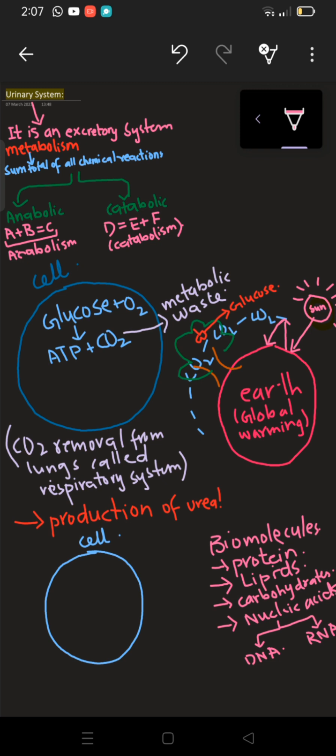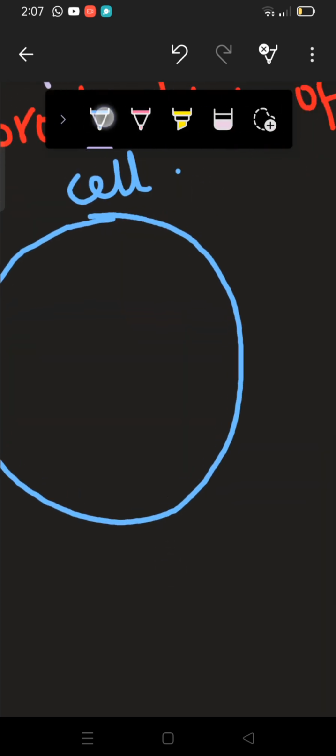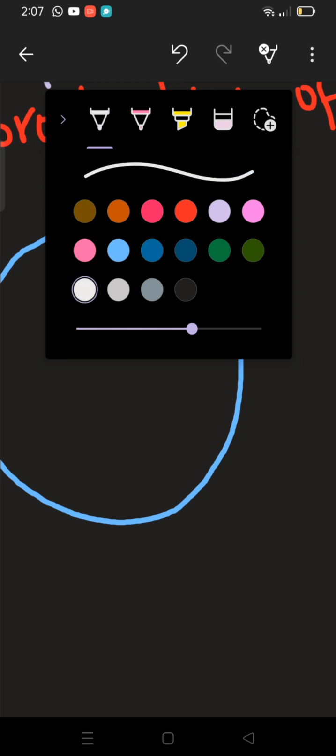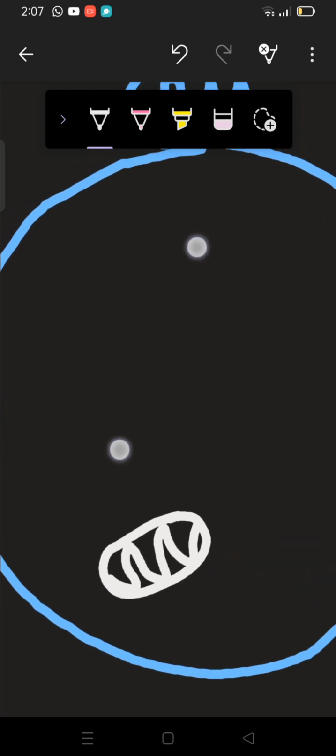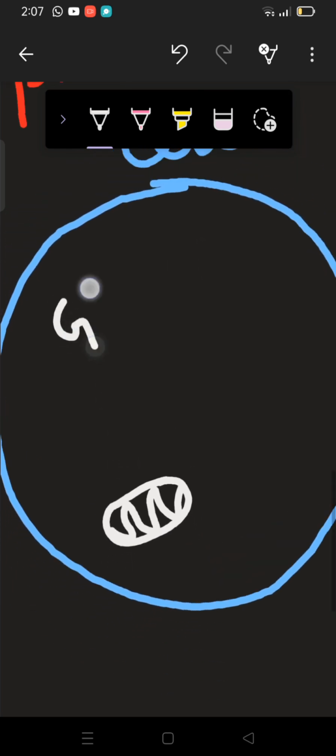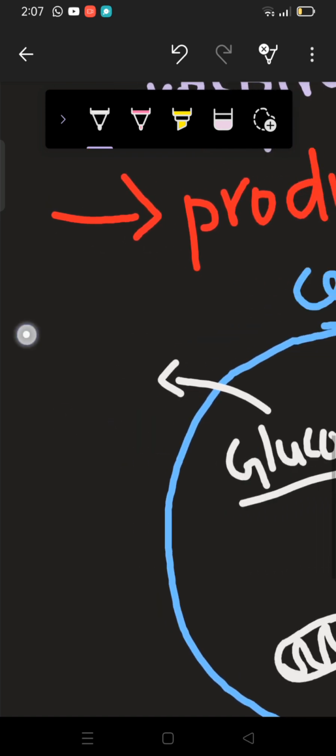Alright, so now in the cell we have some organelles. I'm going to make those organelles. I should change the color now. I'm going with white. So we have mitochondria in our cell, which is the house of energy currency, like ATP is formed in the mitochondria. Then we have glucose, which is a carbohydrate.